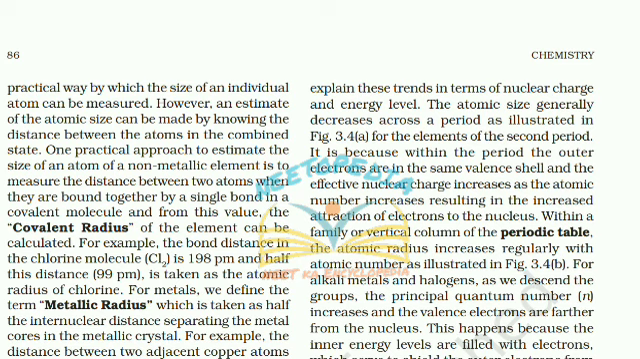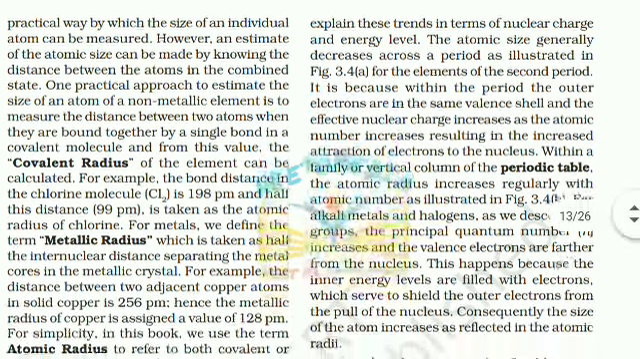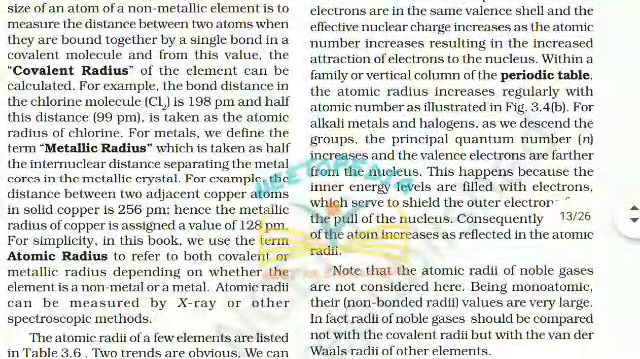Within a family or vertical column of the periodic table, the atomic radius increases regularly with atomic number as illustrated in Figure 3.4b. For alkali metals and halogens, as we descend the group, the principal quantum number n increases and the valence electrons are farther from the nucleus. This happens because the inner energy levels are filled with electrons, which serve to shield the outer electrons from the pull of the nucleus. Consequently, the size of the atom increases as reflected in atomic radii.